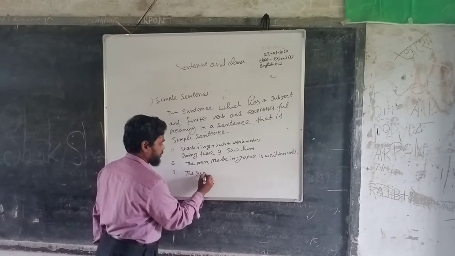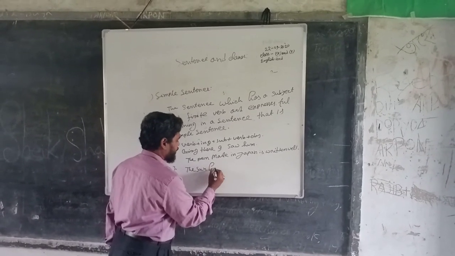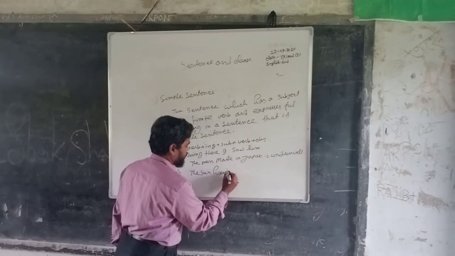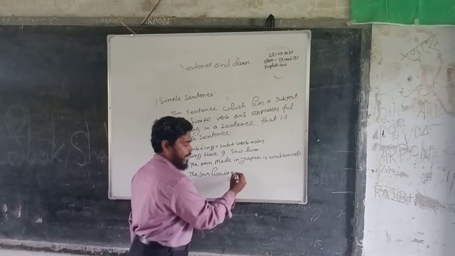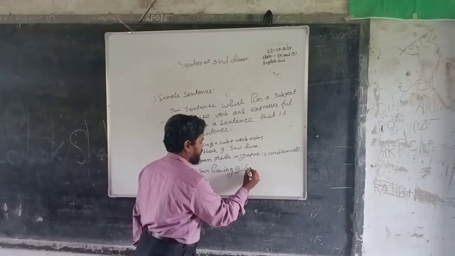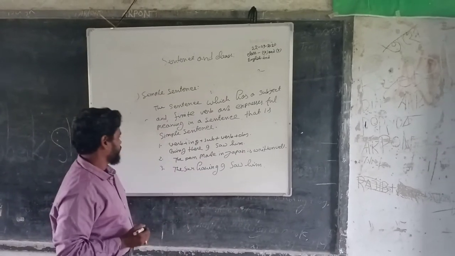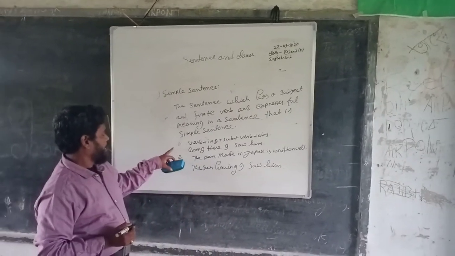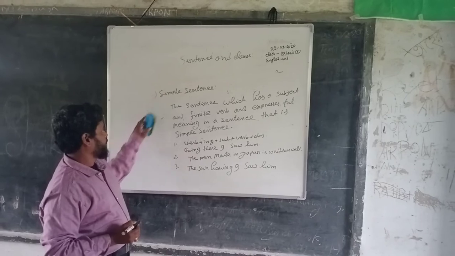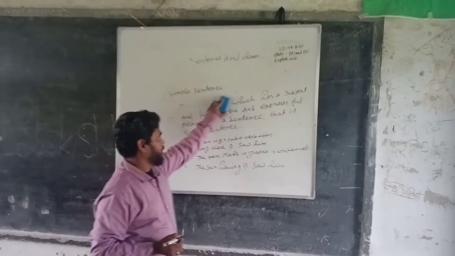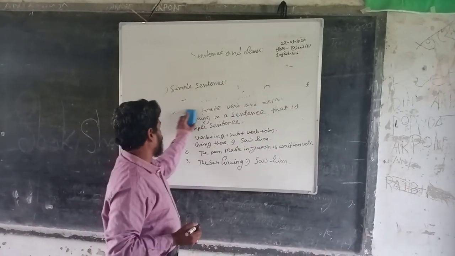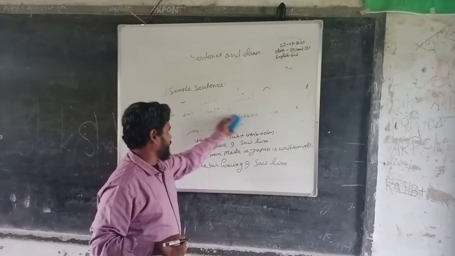The perfect participle: having said, I saw him. It is the structure of a simple sentence. There are other structures of simple sentences.